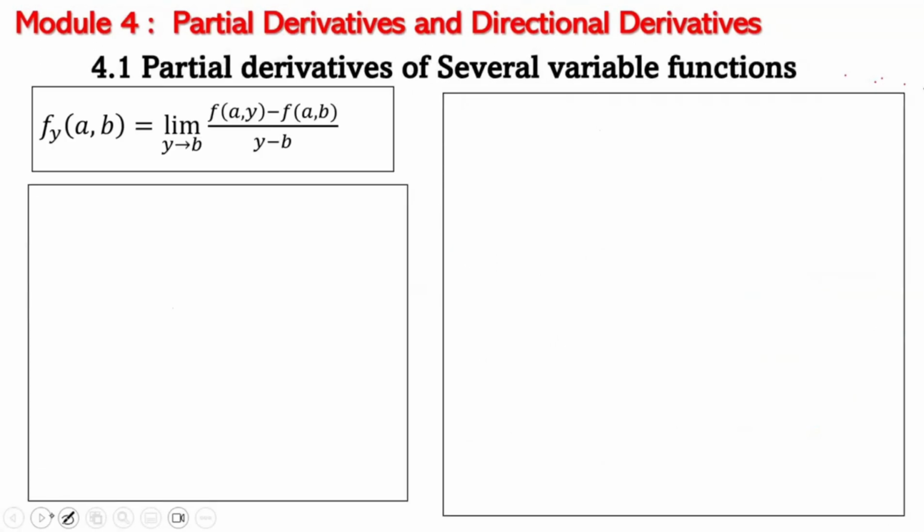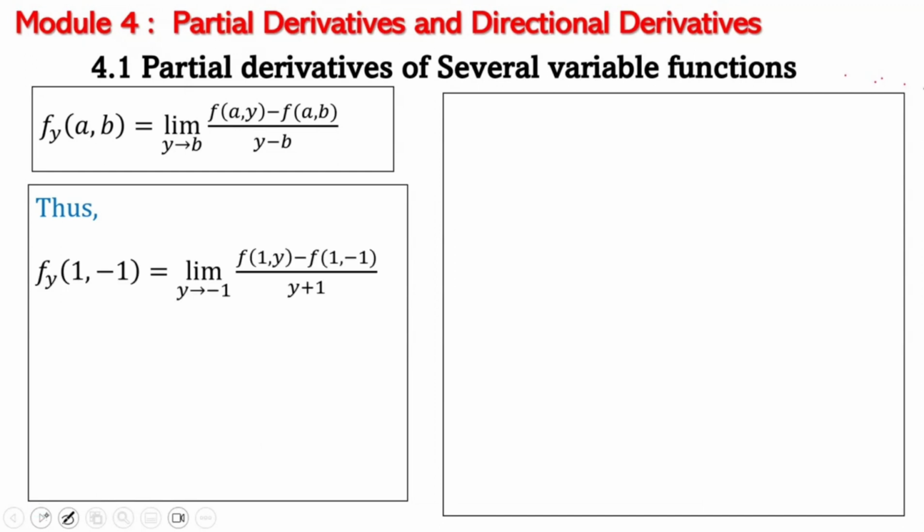Now the second part says that we have to calculate f_y(1, -1). Here we define it in a slightly different way. This can be written as the limit as y tends to b of f(a,y) minus f(a,b) over y minus b. So for f_y(1, -1), a equals 1, b equals -1. This gives you f(1,y) minus f(1,-1), and the denominator is y plus 1, and the limit is y tends to -1.